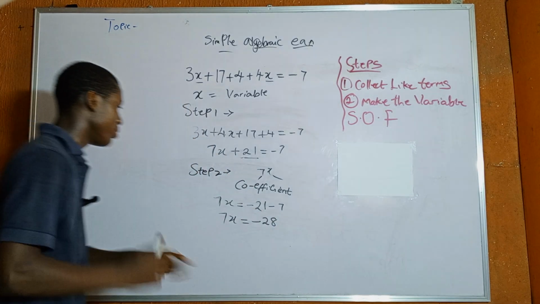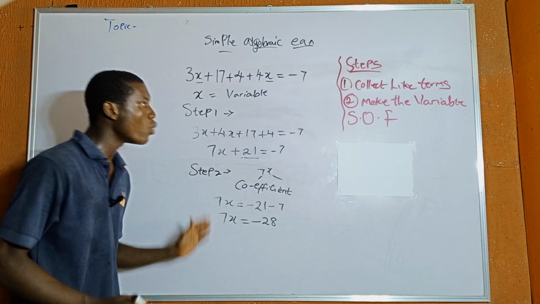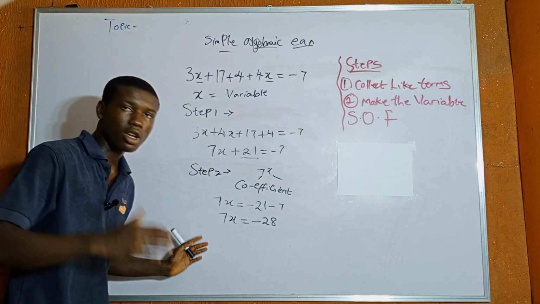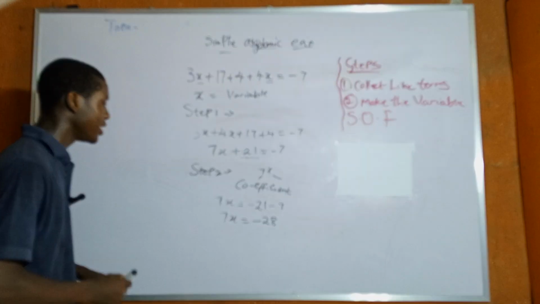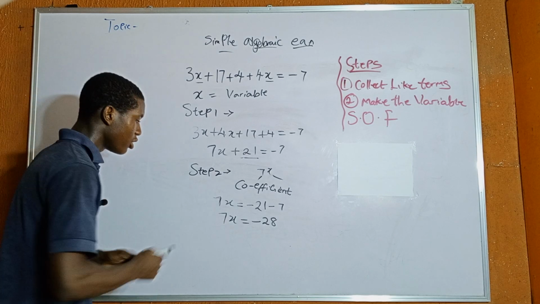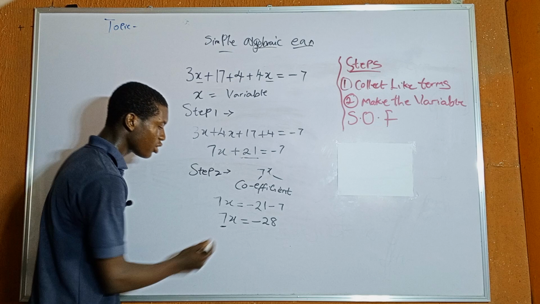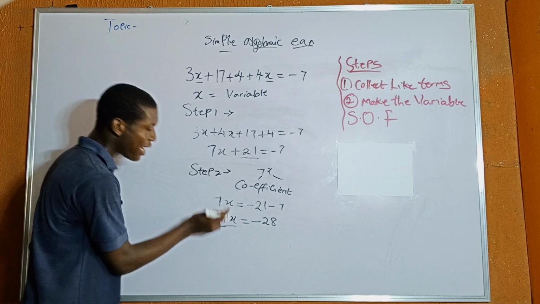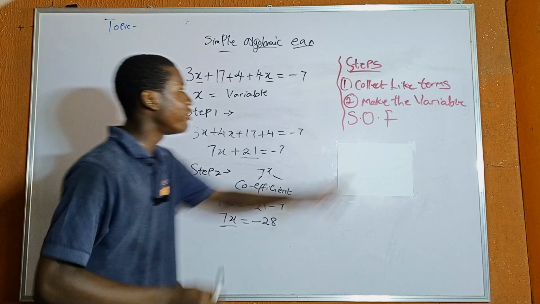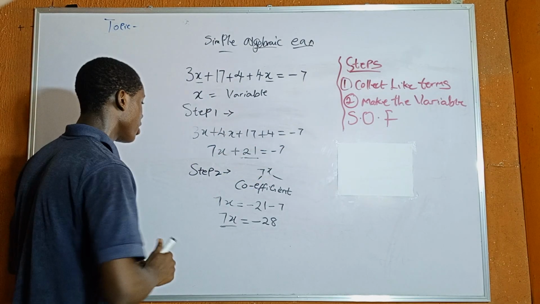So here we have it. So the 7x equals minus 28. So we finished one part of making the variable subject of formula. Now the other part of it is to divide through by the coefficients. So this is the coefficient 7. We have to divide through so that when the 7 divides 7, we will be left with only x, which they say make the variable subject of formula. This is the variable. We want it to stand on its own.